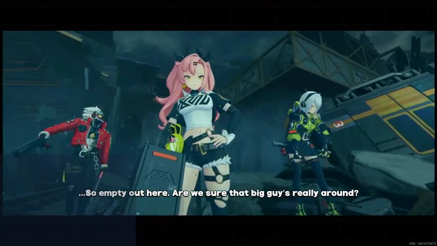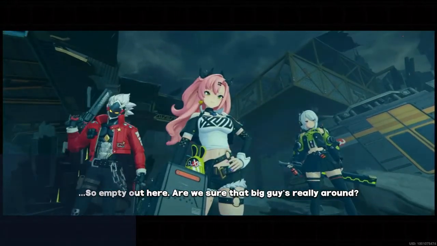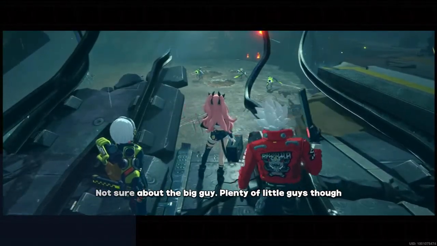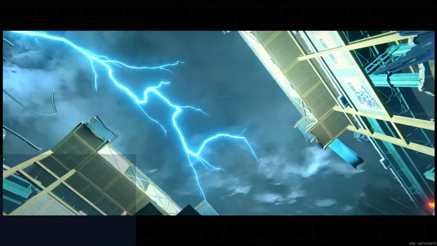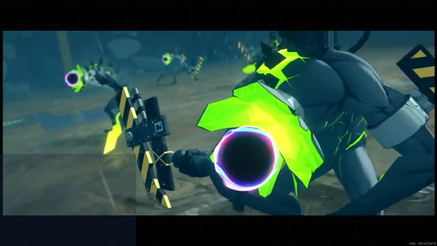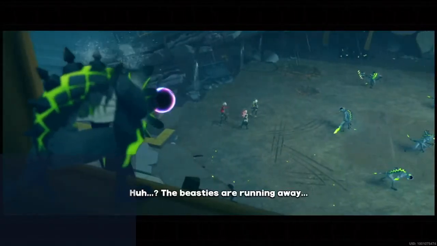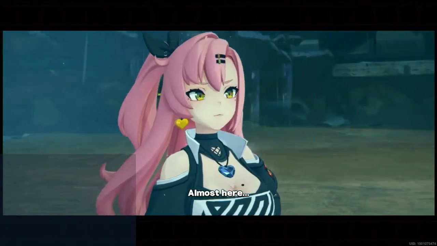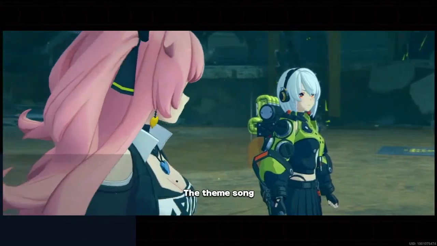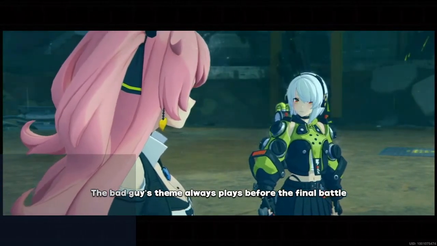So empty out here. Are we sure that big guy's really around? Not sure about the big guy. Plenty of little guys, though. It must be hiding somewhere. Huh? The beasties are running away. Almost here. The monster? The theme song. What? The bad guy's theme always plays before the final battle.